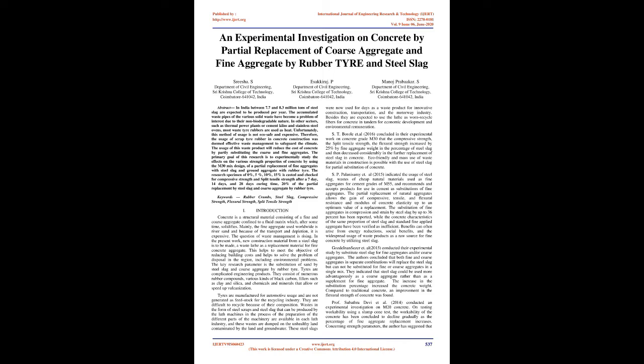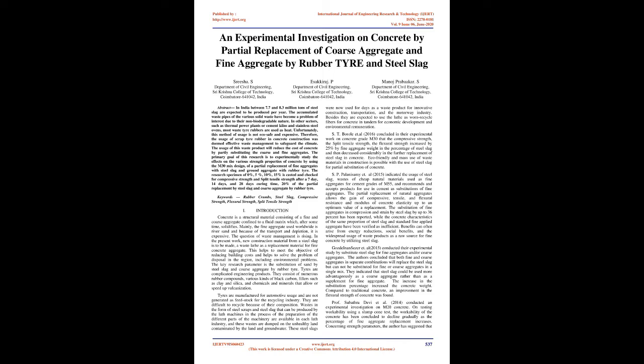This helps to meet the objective of reducing building costs and helps to solve the problem of disposal in the region, including environmental problems. The key research parameter is the substitution of sand by steel slag and coarse aggregate by rubber tire. Tires are complicated engineering products. They consist of numerous rubber compounds, various kinds of black carbon, fillers such as clay and silica, and chemicals and minerals that allow or speed up vulcanization.